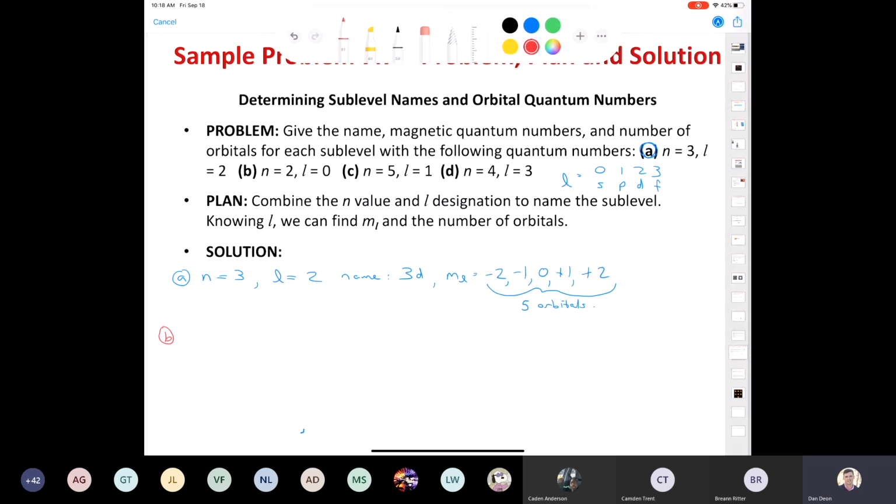Let's try when n is equal to 2 and L is equal to 0. Could somebody give me the name of that orbital? I just want the name. Nothing fancy. Yes, Matthew, Liv, Violet, Brianna, Amanda.